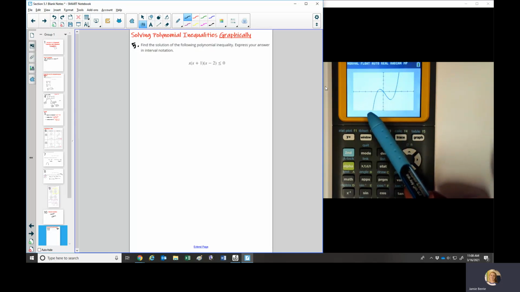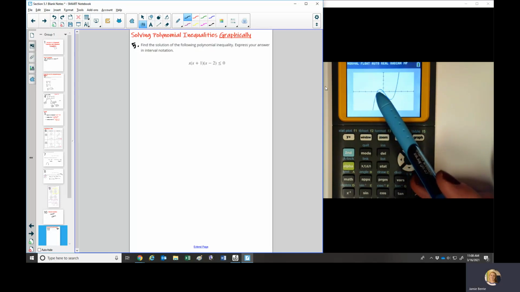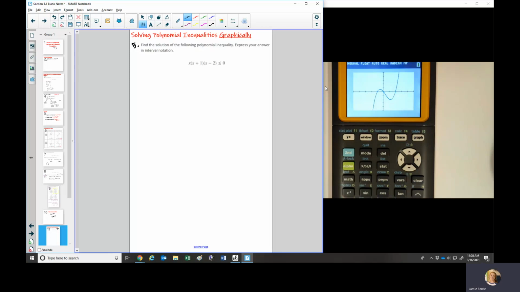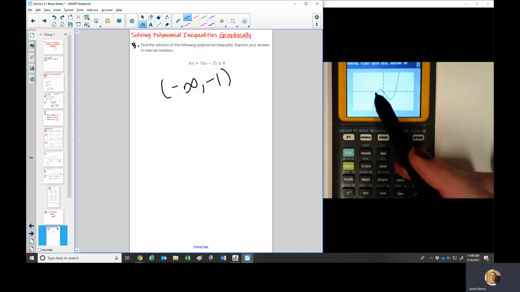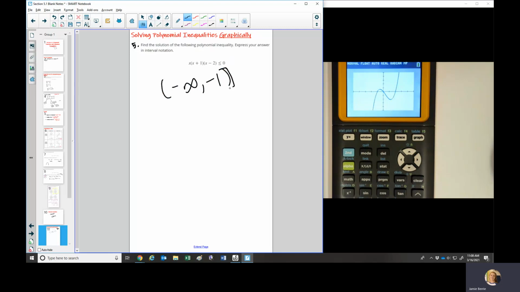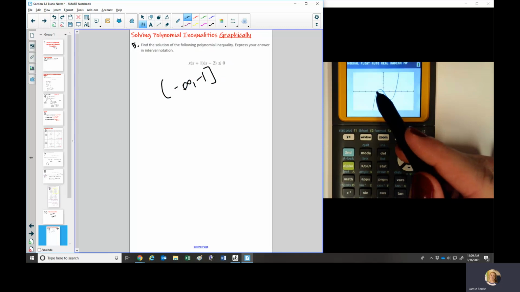If you read the graph left to right, you can see down here it's definitely less than 0. This is the x-axis, so that's where it's 0. So all the way from -infinity to -1, it's less than or equal to 0. We're going to use a bracket here because we want to include that number, so negative infinity to negative 1. We're including negative 1 because that's where it's equal to 0.